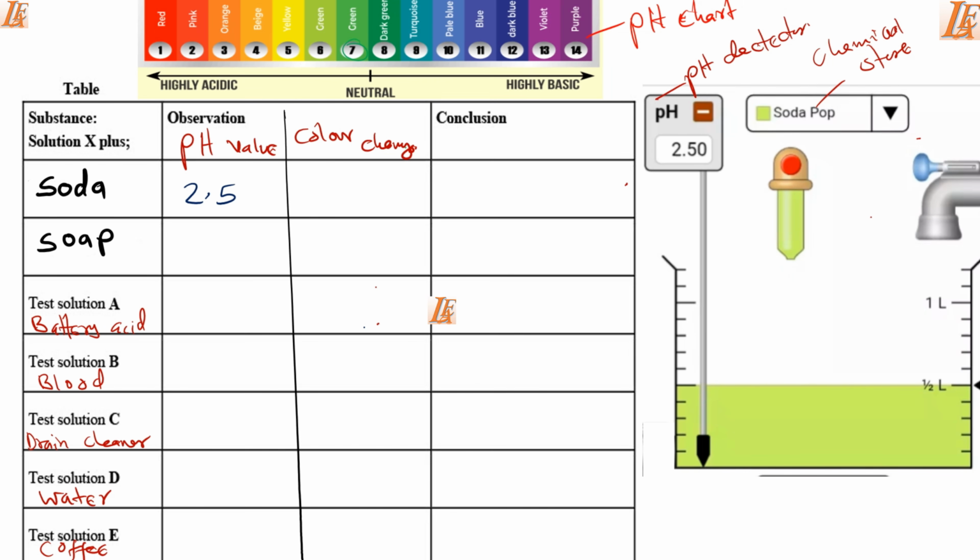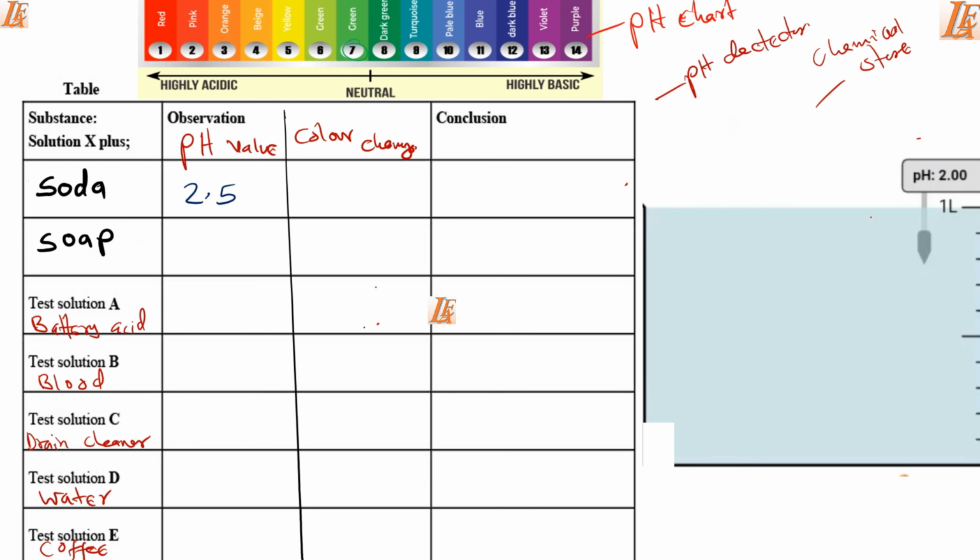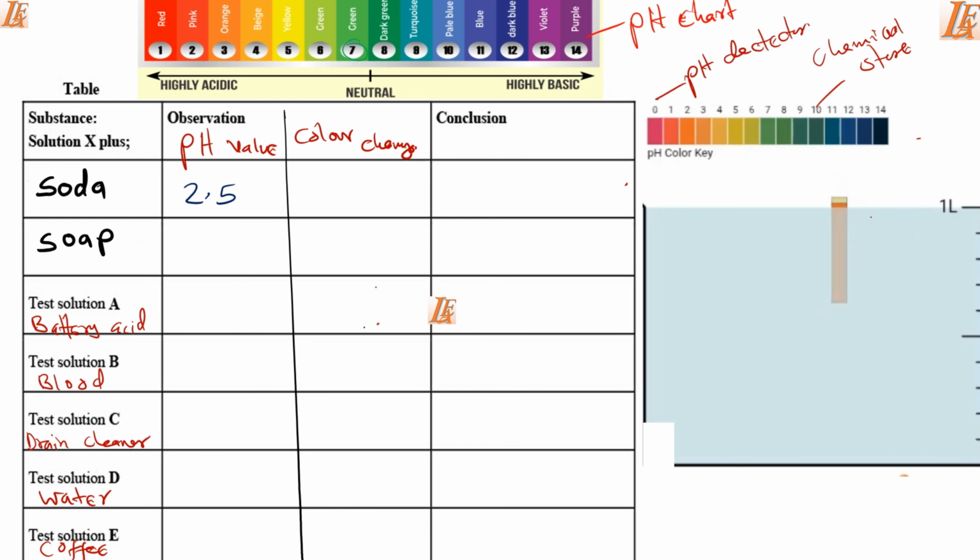Then now we will introduce a universal indicator. When we dip it, we compare it with the pH chart. In this case, if you dip a universal indicator, it will indicate a red-orange color. So the color change is red-orange. Then in that case, we will conclude this is acidic.